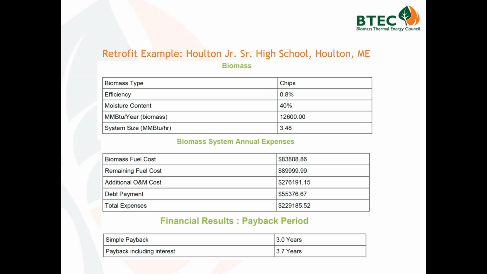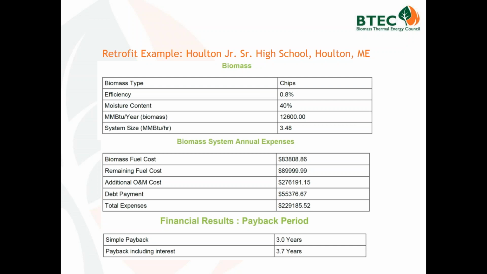So a couple of screenshots here. You can see that this project was fueled with chips. The 80% efficiency is not 0.8%. There's an issue there. Peter, maybe you want to make note. It's 80% efficiency. That's a default in the tool. It's pretty accurate in this case. We say 85% the way we measure it here, but it's close enough. Moisture content of the chips, 40%. These are forest chips.